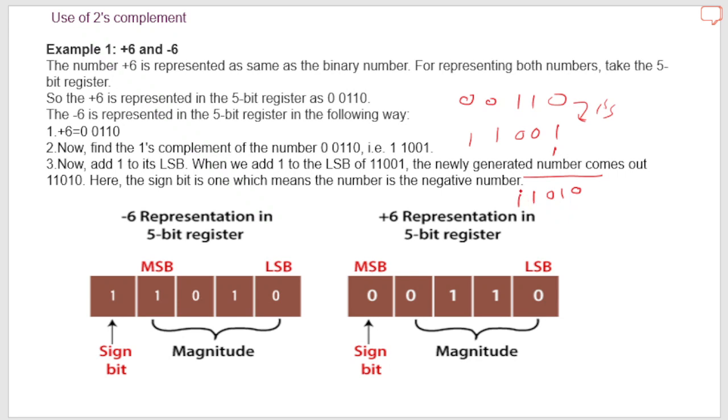Okay guys, and the sign bit is 1, that means it is a negative number. Okay, so for positive representation, the MSB and sign bit are the same and it is the magnitude. And for negative representation, this is the sign bit and it is the magnitude, and the MSB is this one. Okay, so hope you got it.